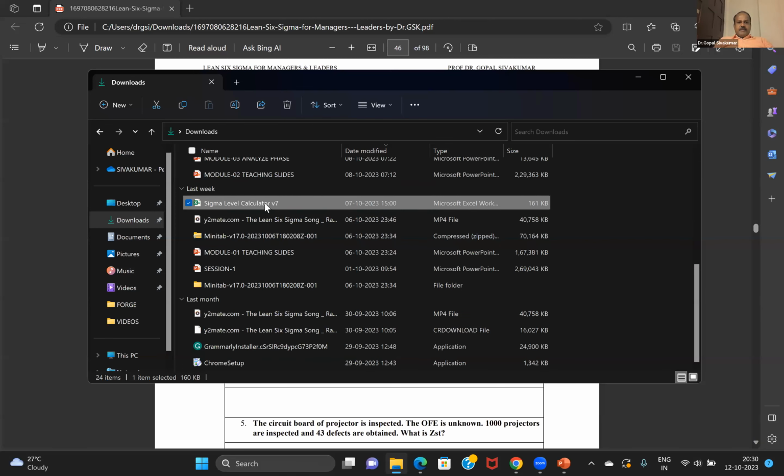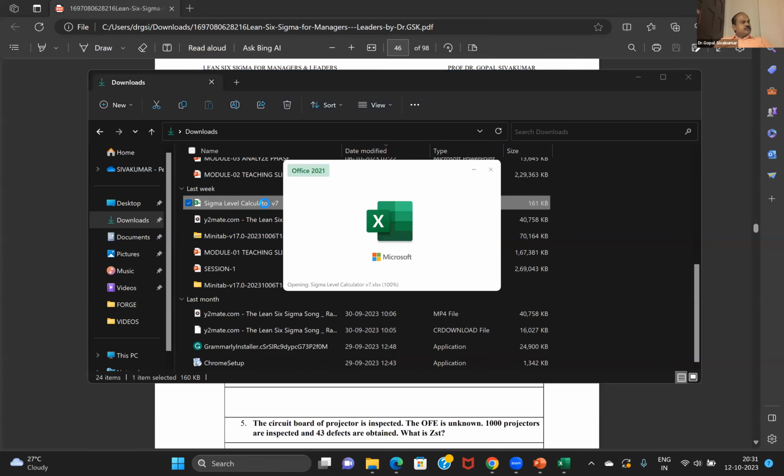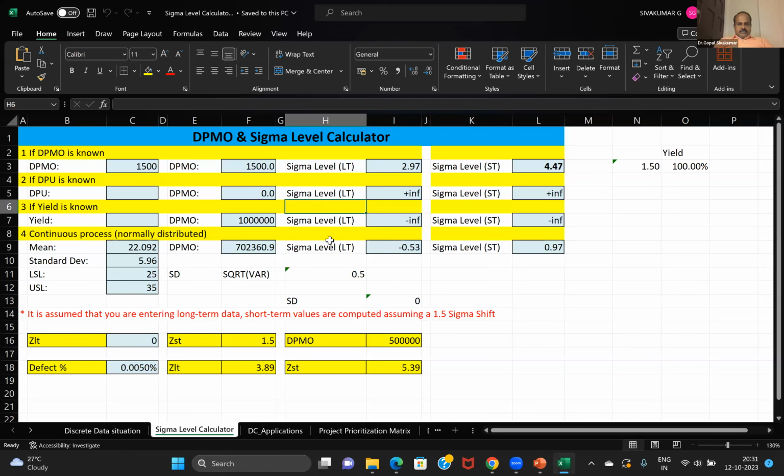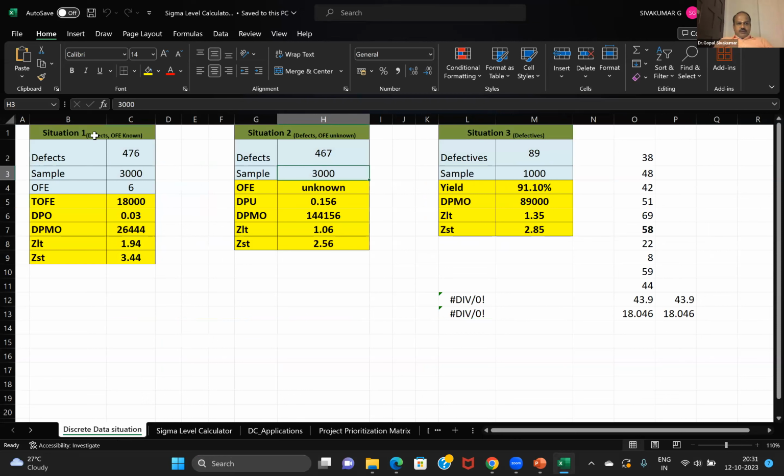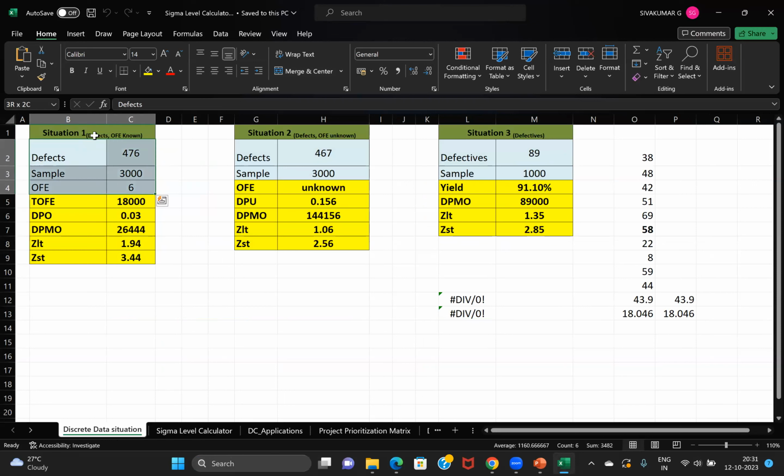So let me get the sigma level calculator. Similar Excel file I have shared with all of you. See here, there is one sheet named discrete data situation. Now, first situation 1. Do you think situation 1 is exactly matching with our situation? Yes or no? All of you can see my Excel file? Yes, sir.